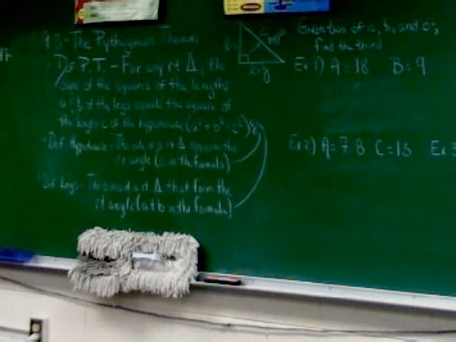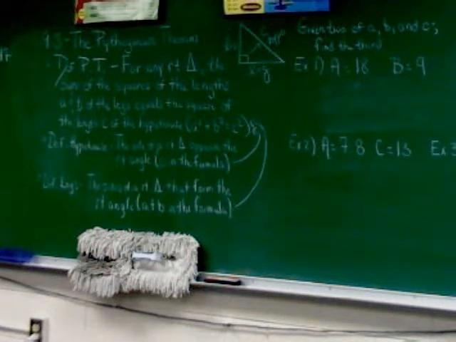Definition of hypotenuse: the side of a right triangle opposite the right angle. In that formula up above, that's c. And legs, the sides of a right triangle that form the right angle. That's a and b in the formula.